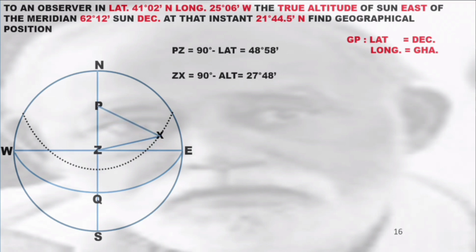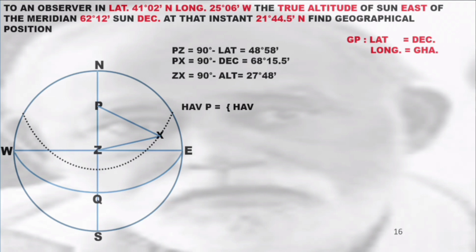Now it is on the east. It's not saying bearing east, so it is on the east somewhere. We know PZ, PX, ZX, and the declination is given to me. Now I have the three sides of a triangle. We can always find out any angle we have to find out.